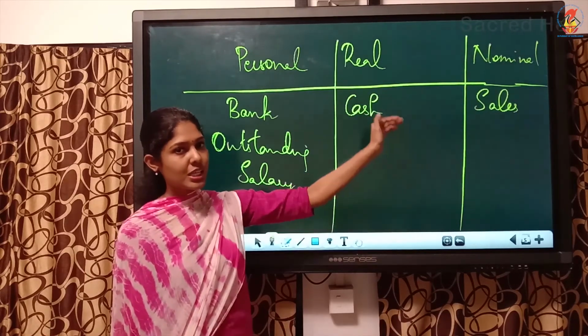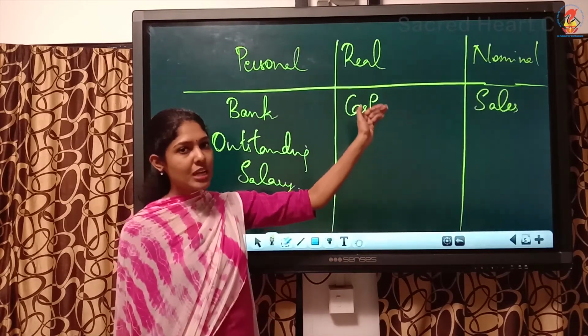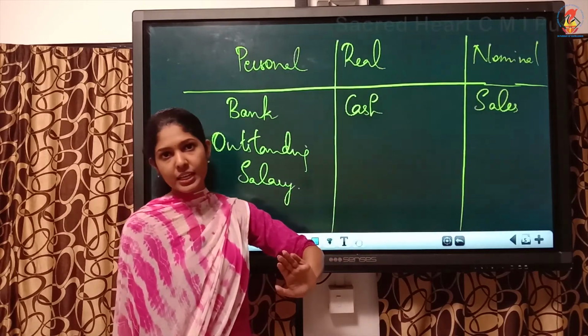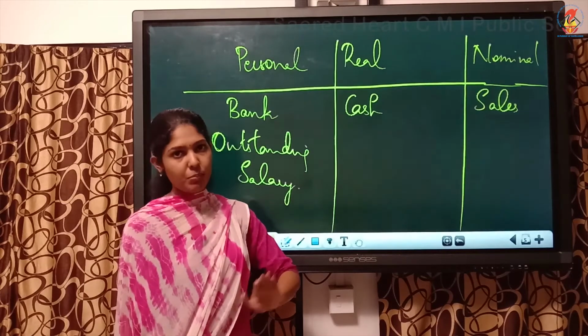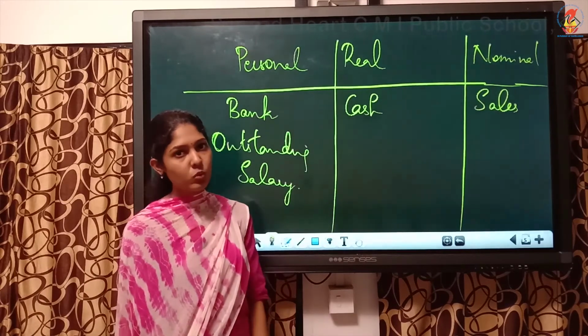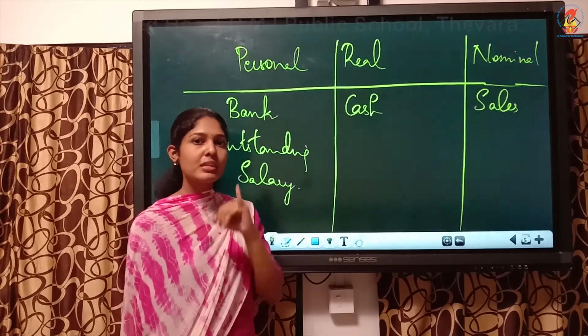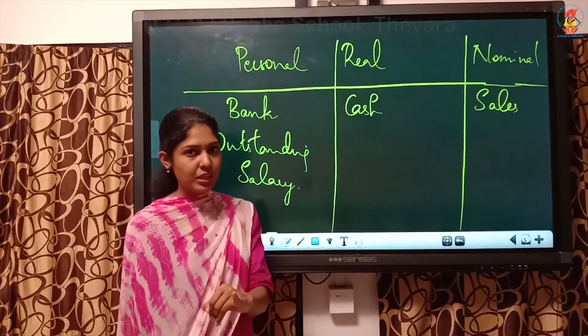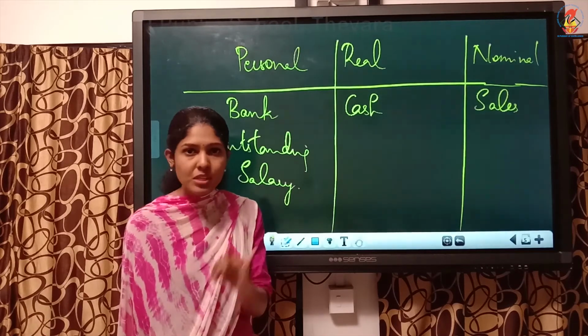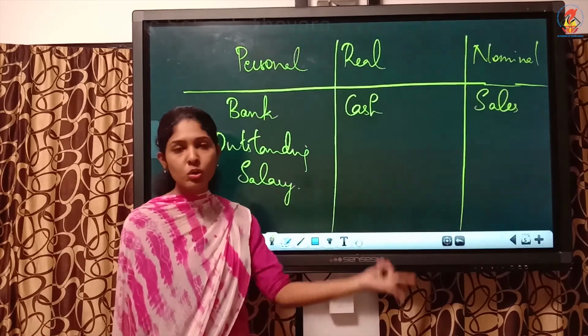But in this problem, can we write it under real? It is an asset, that I agree. But can we write it under real account? Is it a tangible asset? No. The items which we can see and touch. It's not tangible. Then is it intangible? It's not intangible also. It's not like your goodwill and all.